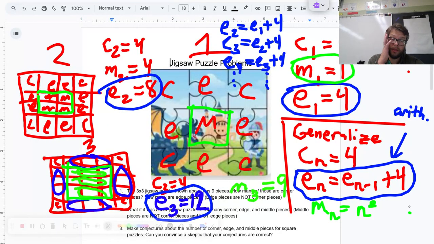All right. So there's lots more that we could do with this. We could start looking at rectangles. We could start looking at other things. But I just wanted to show you some of the generalizations and use our sequence notation for it.